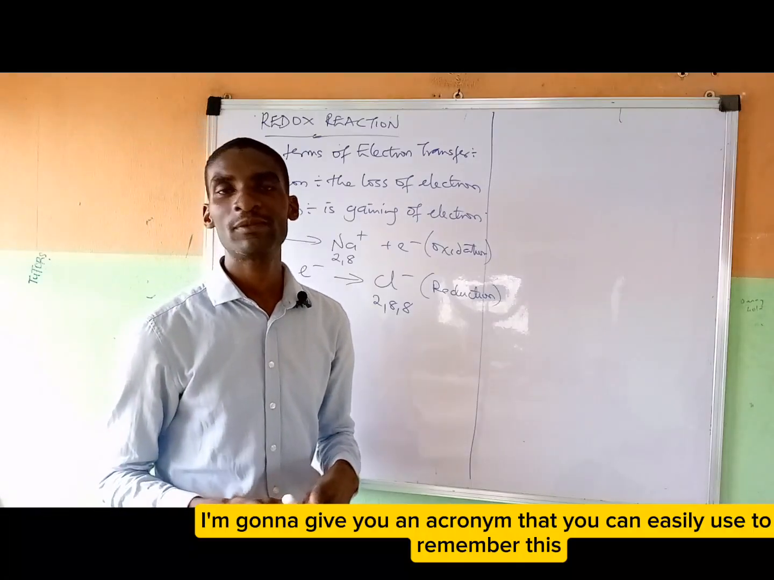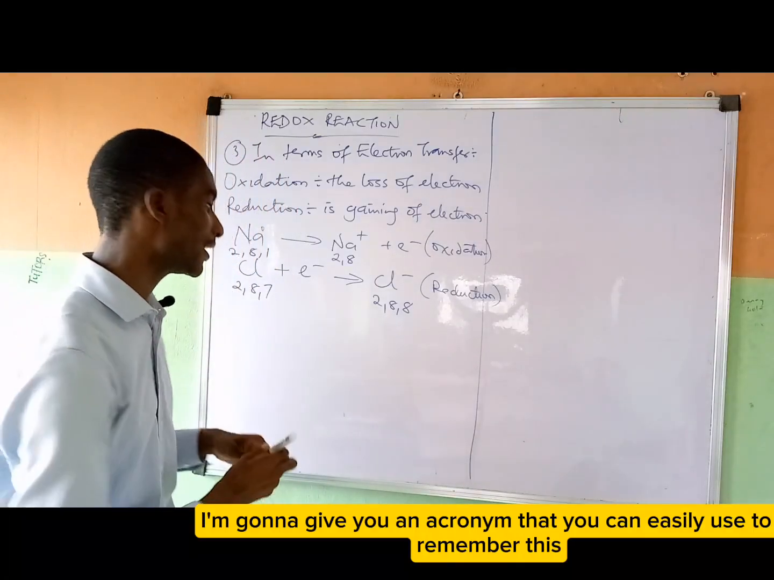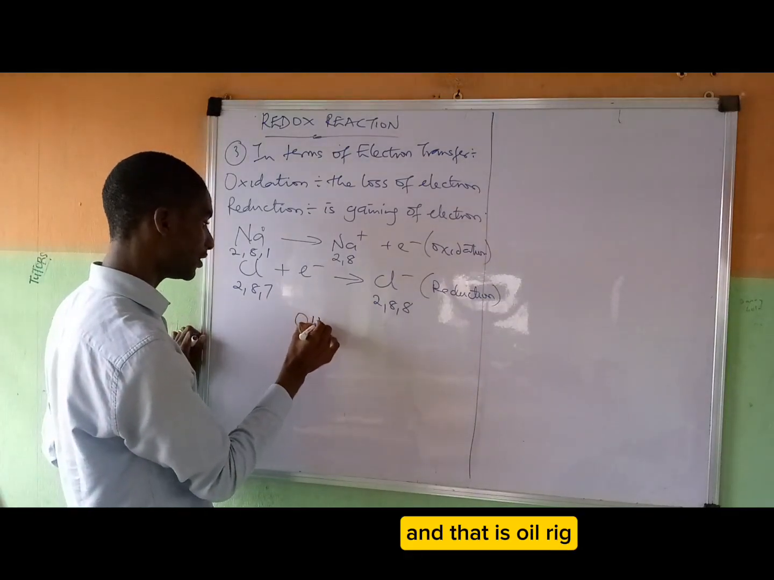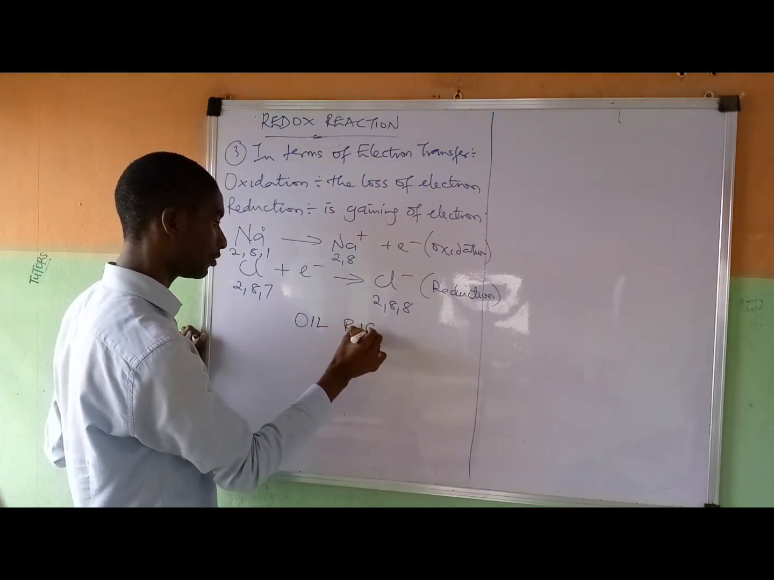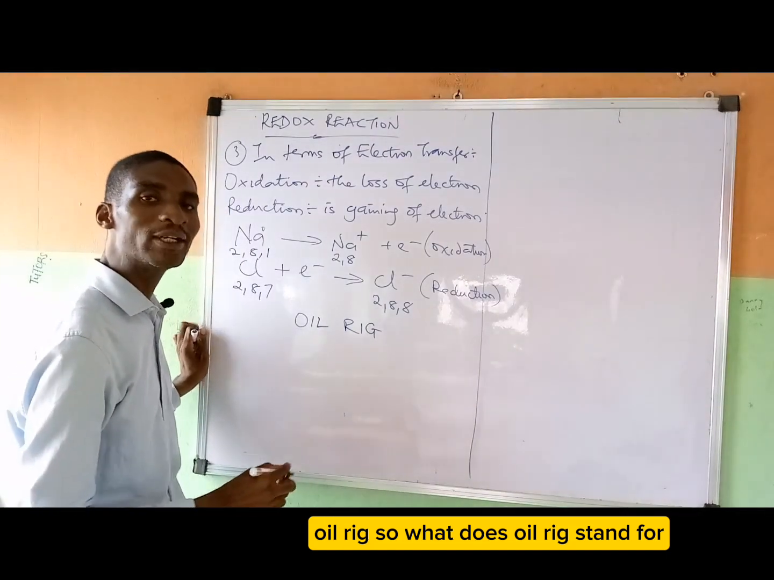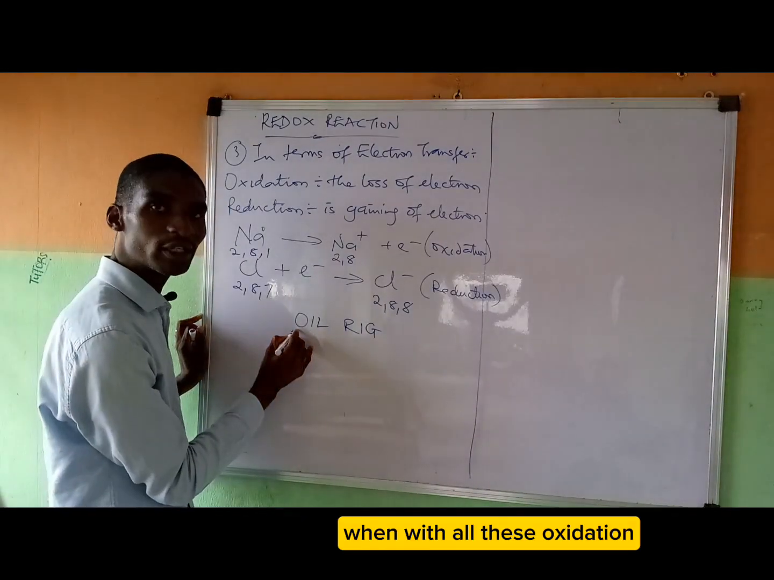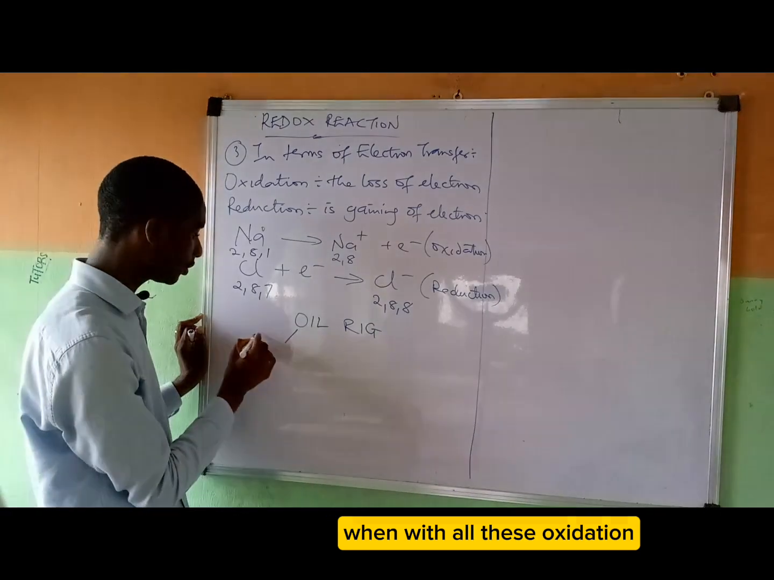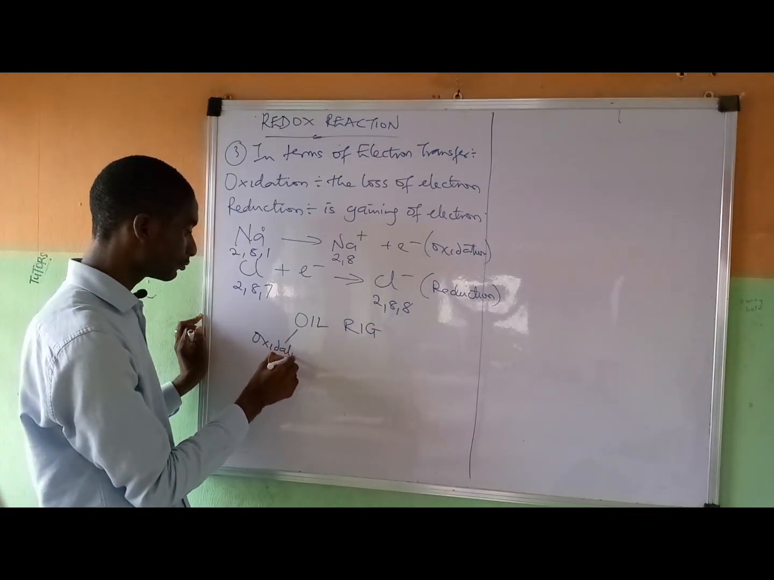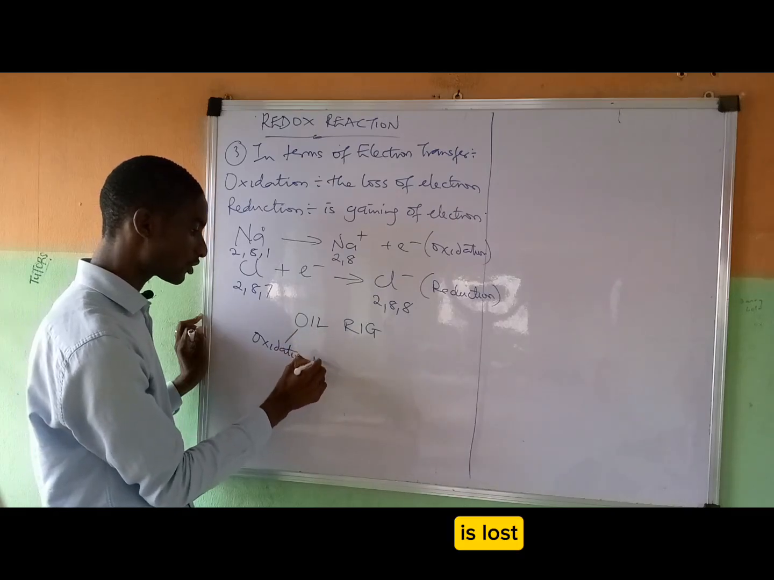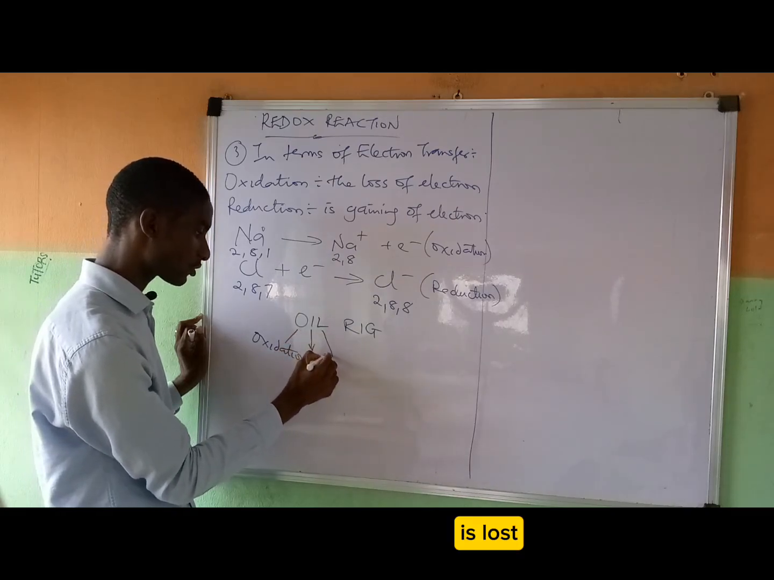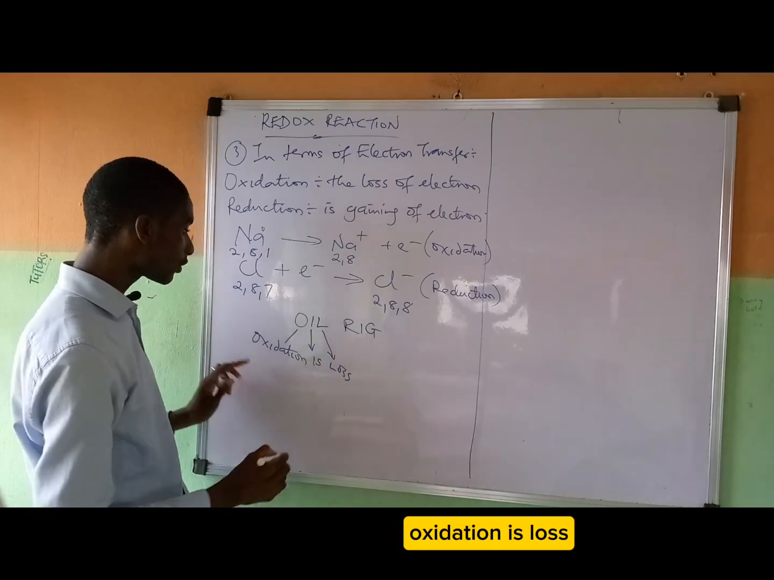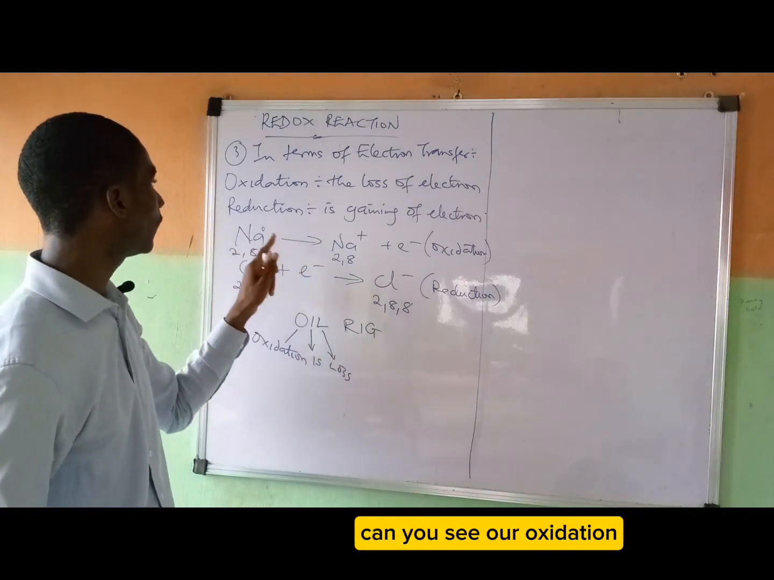I'll give you an acronym that you can easily use to remember this, and that is OIL RIG. So what does OIL RIG stand for? O means oxidation, I is loss. Oxidation is loss of electron.